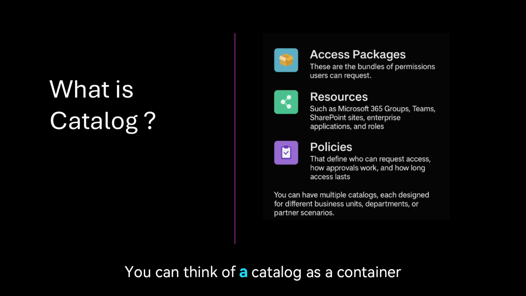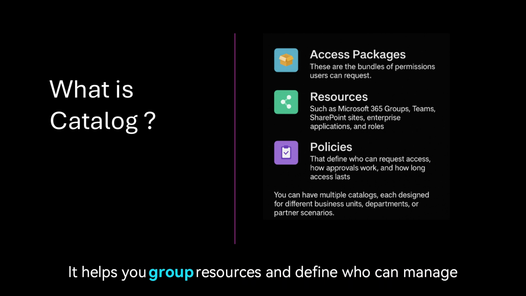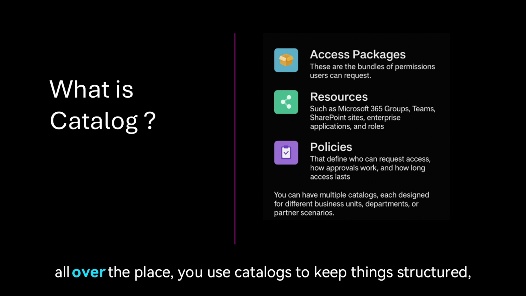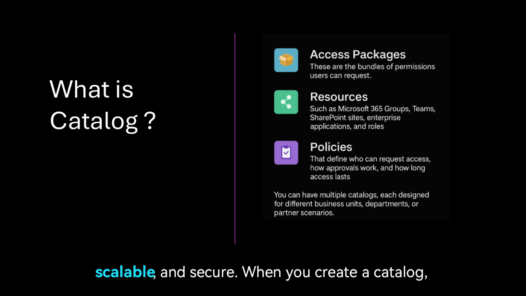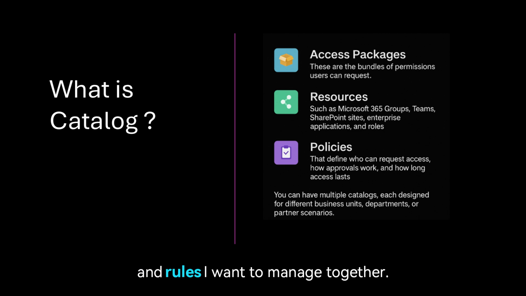You can think of a catalog as a container or folder where you organize your access packages. It helps you group resources and define who can manage and request access to those resources. Instead of scattering access packages all over the place, you use catalogs to keep things structured, scalable, and secure. When you create a catalog, you're essentially saying, "These are the sets of resources and rules I want to manage together."